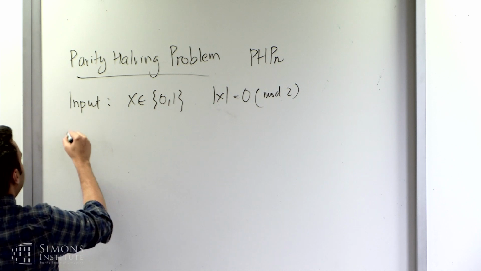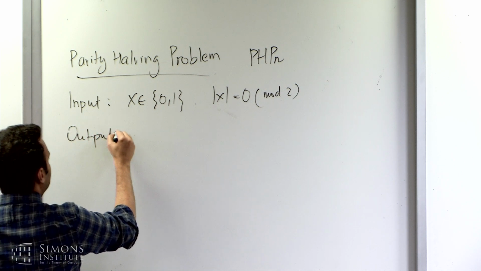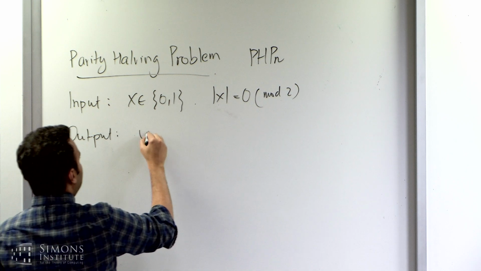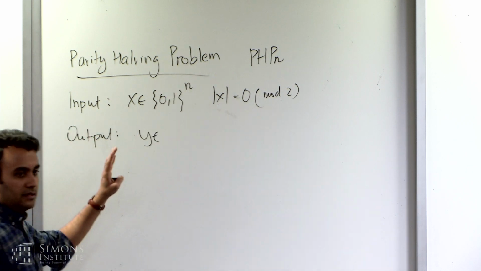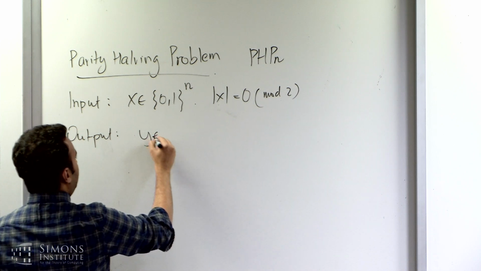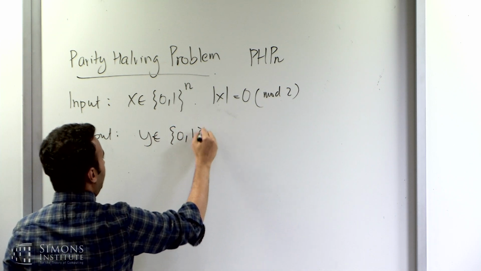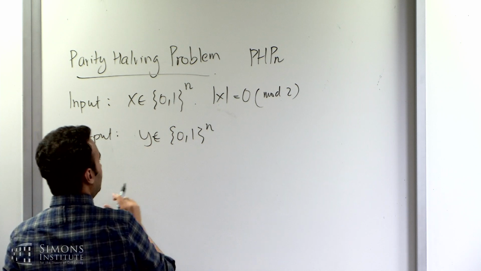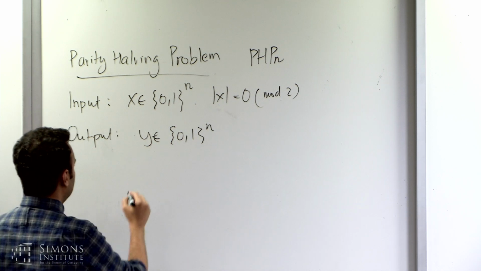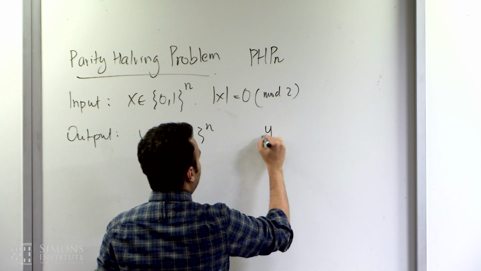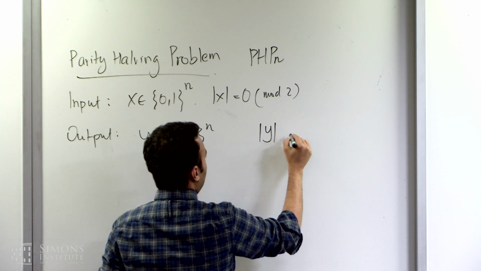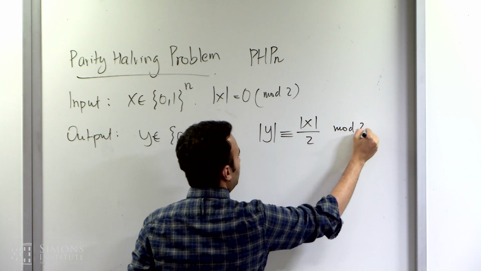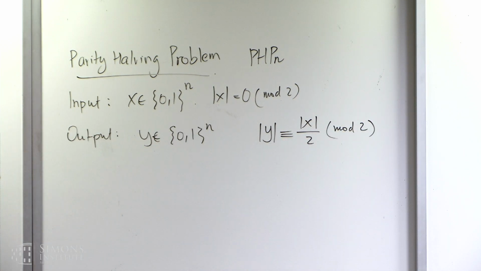That's the promise. And your output, so recall this is not a function computation problem. There's not a unique output. There's many valid outputs. So the input is of size n. And your output is any string of length n such that, now there's a condition on y. And the condition, let me write it out explicitly. As a formula, it's just that y should be congruent to x divided by 2 mod 2. But let me spell this out.